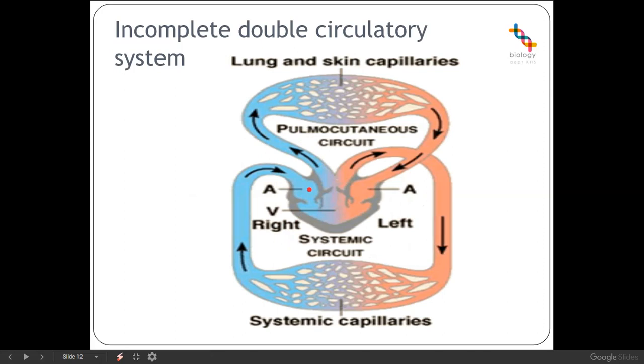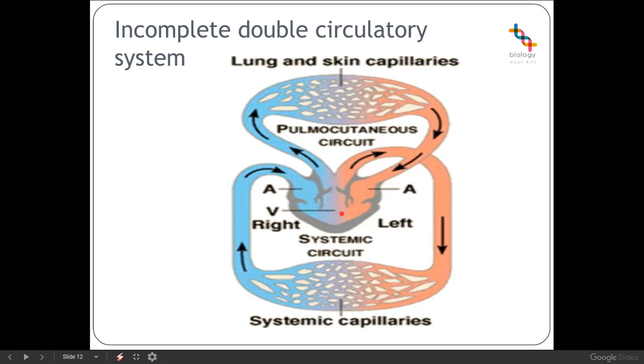We may also have an incomplete double circulatory system, and this usually occurs in reptiles or amphibians. And they're described as incomplete because they only have one ventricle down here. We've got two atria, so it looks a very similar setup to the systems that we've seen previously. We've got our heart in the middle, we've got atria, we've got a ventricle. However, there's only a single ventricle, and that means that some oxygenated and deoxygenated blood is mixing within this ventricle.